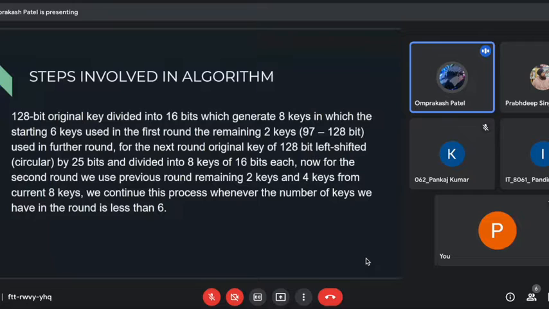Following are the steps that are involved in the algorithm. First, the 128-bit key is divided into 16 bits, which generates 8 keys, in which the starting 6 keys are used in the first round and the remaining 2 keys are used in the further rounds. For the next round, the original 128-bit key is left shifted circularly by 25 bits and divided into 8 keys of 16 bits each. Now for the second round, we use the previous round's remaining 2 keys and the 4 keys from the current 8 keys, and so on.